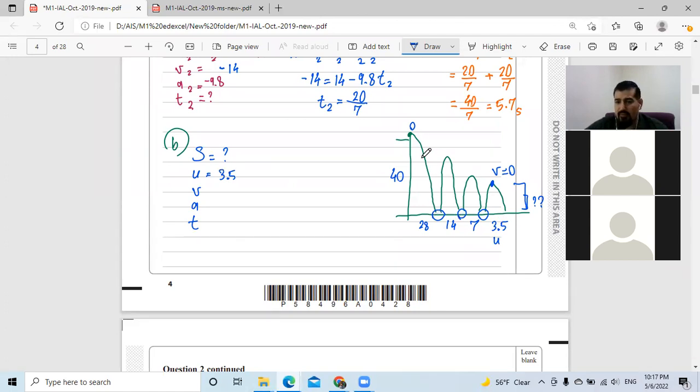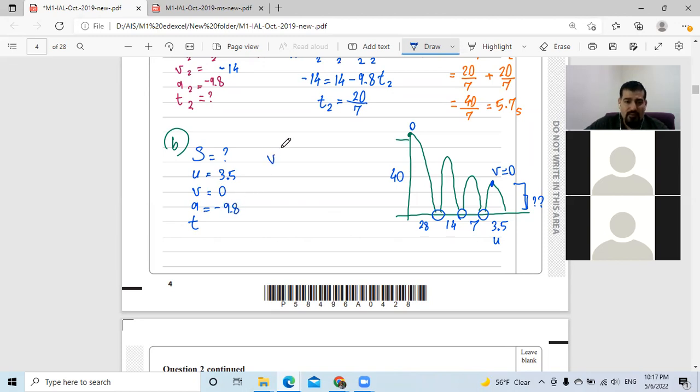Did you know how I get 3.5? Again, as it falls back and hits here, it will be 28. Divide by 2, it will hit here with 14. Divide by 2, it will hit here with 7, and it will hit here with 3.5. That means the initial speed is 3.5. The final speed at the maximum height is 0, and the acceleration is negative 9.8.